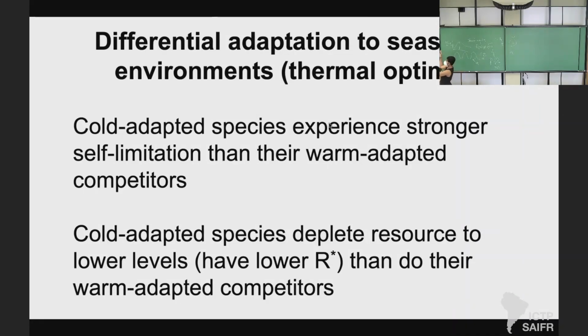So what this means is something very important. Cold adapted species experience stronger self-limitation than their warm adapted counterparts. They also deplete the resource to lower levels, meaning they have lower R stars than do their warm adapted competitors.